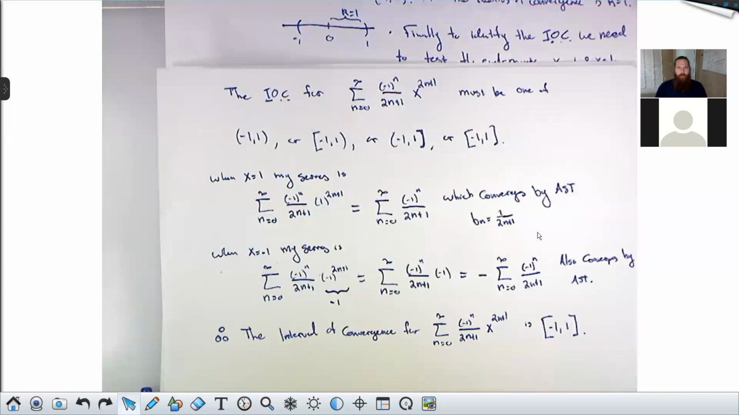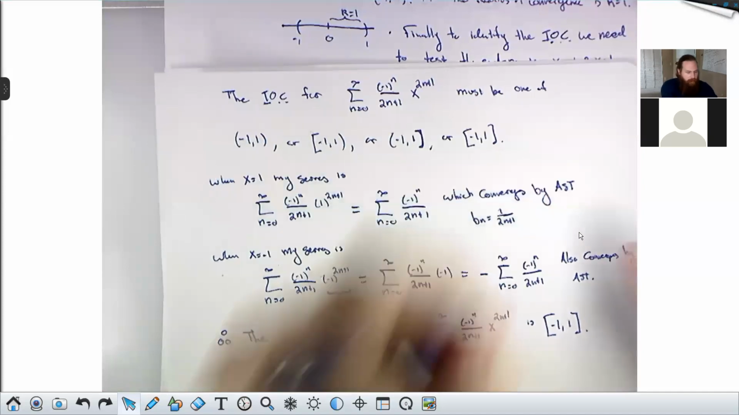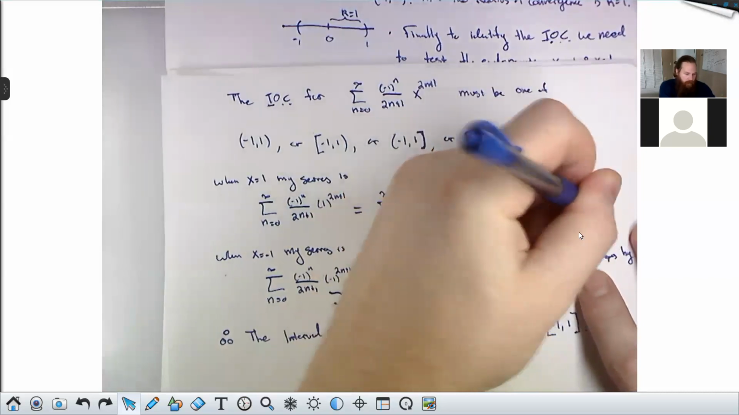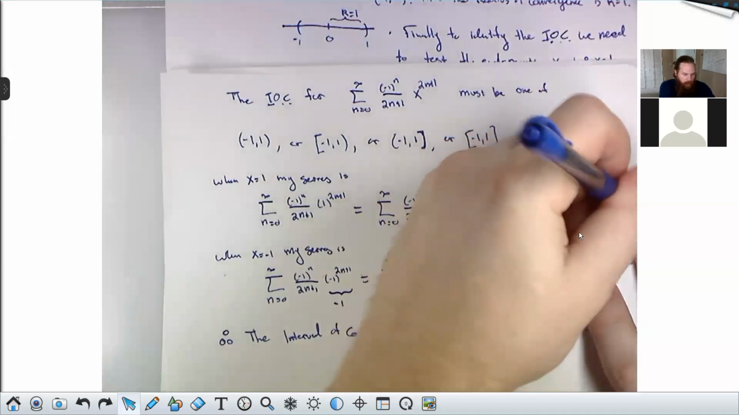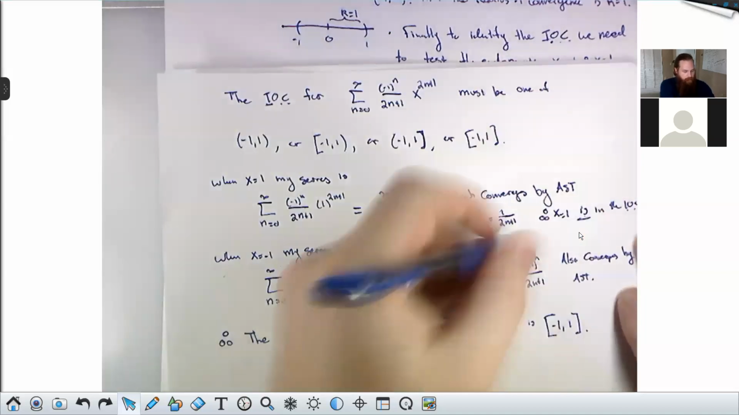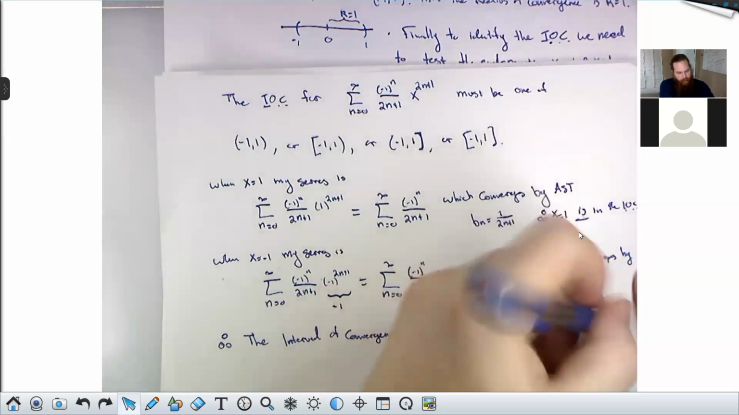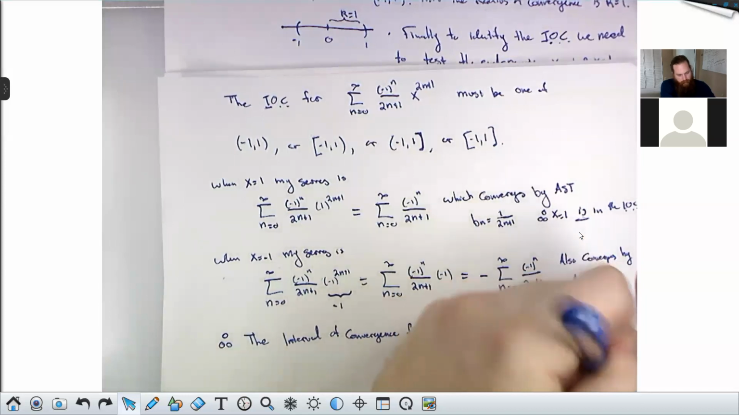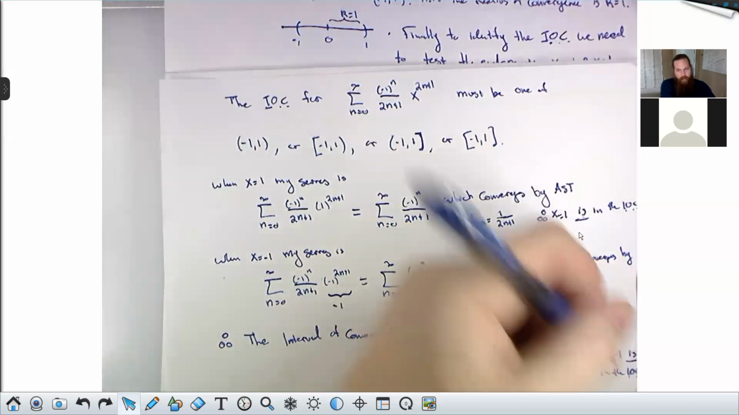You won't actually ever use the ratio test for the endpoint work, because these numbers are necessarily the numbers that make L equal to 1. Because I started with the open interval, and then from this bit, I learned to include x equals 1. So let me write that down. Therefore, x equals 1 is in the IOC. And from this, I learned, therefore, x equals -1 is in the IOC.